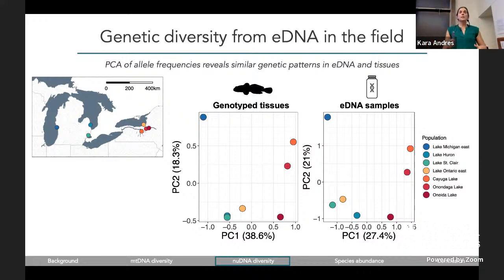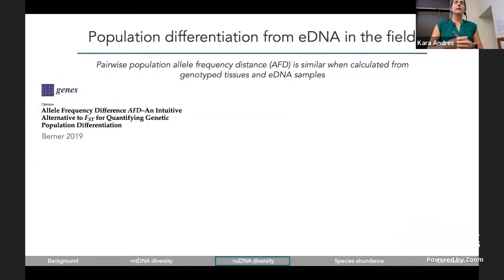Okay, so we can learn something about population allele frequencies. We can learn something about population structure. And the last thing we wanted to show with this experiment was whether we could conduct pairwise population genetic differences using environmental DNA. Traditional metrics for this, you might think of things like FST or analogs to FST. These typically require an understanding of individual genotypes or at least the number of individuals that you're looking at. But as I said, with environmental DNA, we don't have that information. So instead, we're using the allele frequency difference, the AFD, which is just an alternative to FST metrics to help us get an understanding of pairwise population differentiation without the need for individual genotypes.